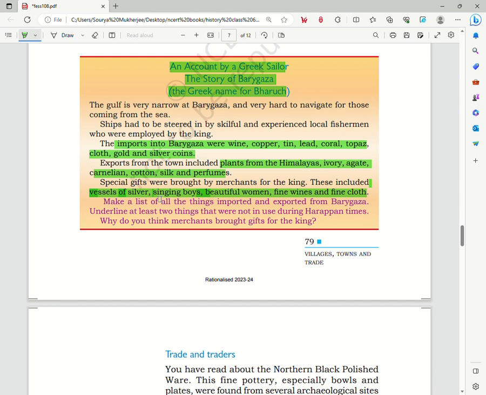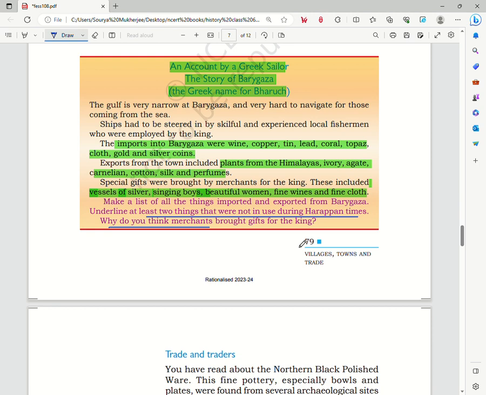So let's see. Make a list of all the things imported and exported from Barigaza. Underline at least two things that are not used during the Harappan times. But why do you think merchants brought gifts for the kings? So from here we can make a list of all the things that were imported and exported. And then if we look at the next part, that is, list two things that were not in use during the Harappan times.